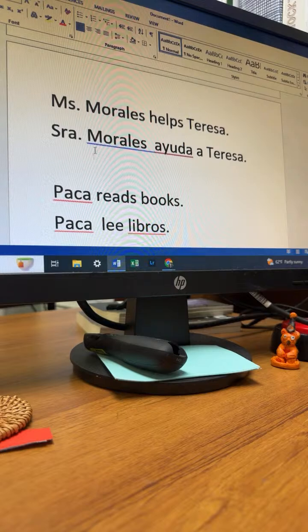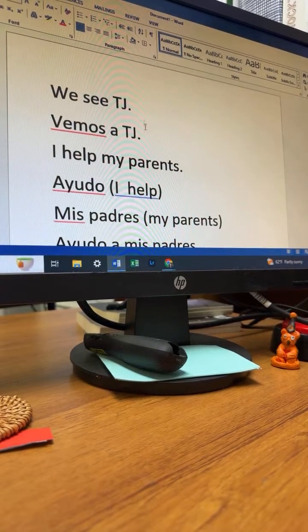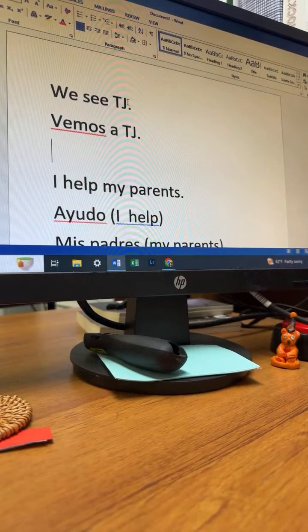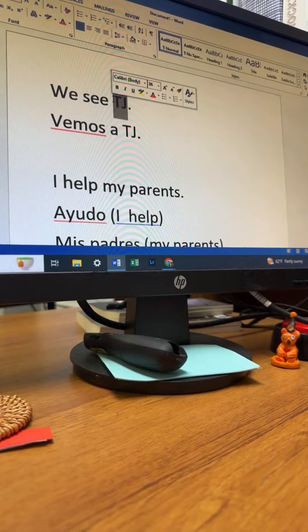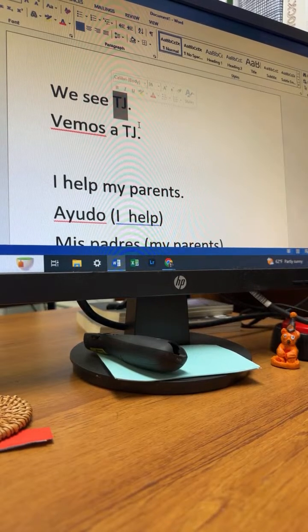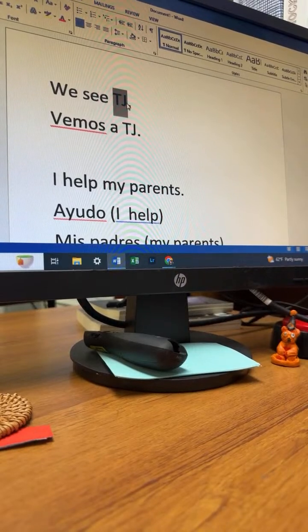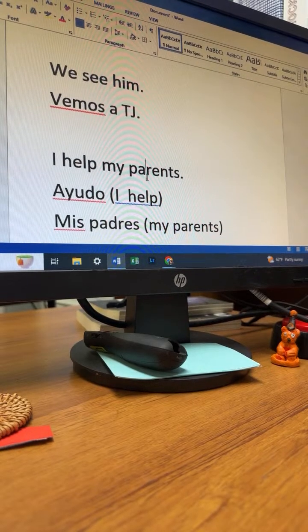Let's go back and look at the English sentences, and what would we replace if we wanted to choose one of these direct object pronouns? What would I replace TJ with? Would it be him, her, it, or them? Or us? Come on, guys, that's not that hard. What would we replace TJ with? Would we replace it with her? No. Would we replace it with it? No. What would we replace it with? Him. We see him. Okay, what about parents? Would I replace parents with what?